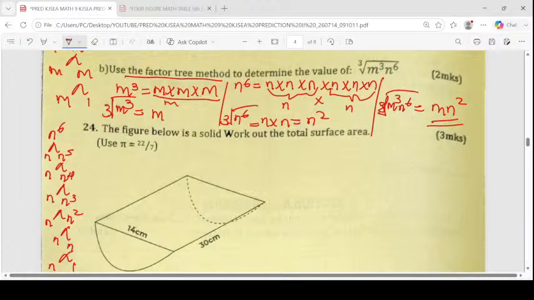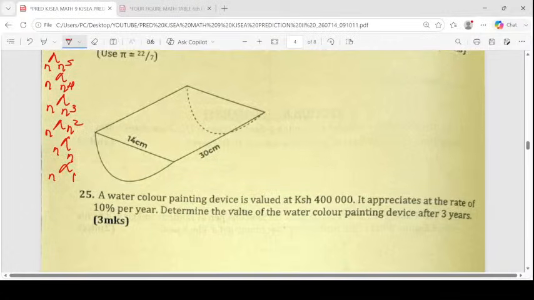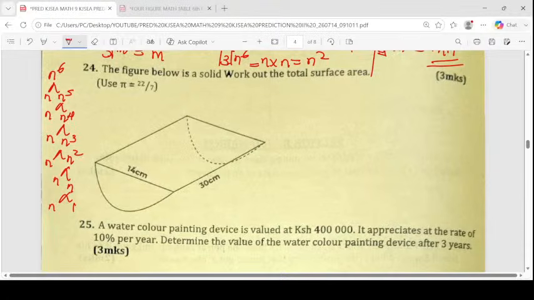Let us look at the next part. That is question number 24. The figure below shows a solid. Work out the total surface area of the solid.